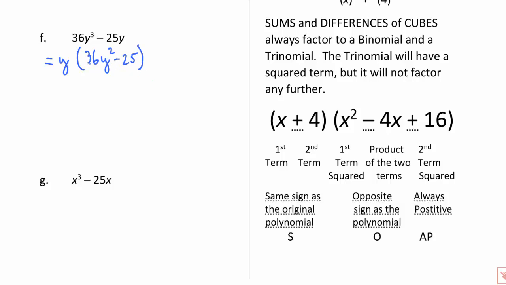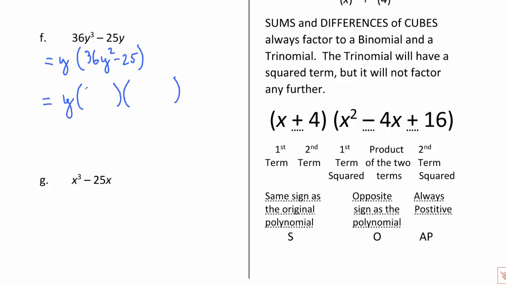Okay, let's look at the first term here, 36y squared. It's a perfect square because 6 squared gives you 36 and y squared gives you y squared. 25 is a perfect square because 5 squared gives you 25. With the minus sign in between, this is a difference of two squares, which means it can be factored. Now, I don't drop this y. It goes along for the ride. It just keeps staying there.